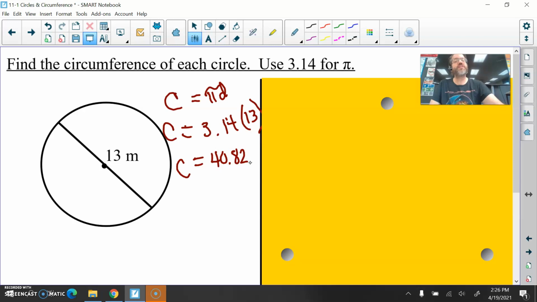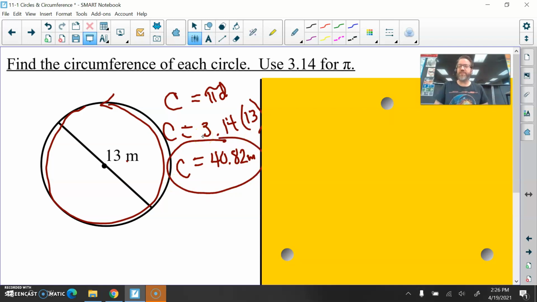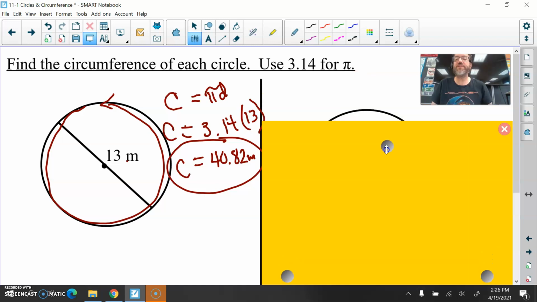Now remember, this is the distance around the circle. The circumference is the distance around the circle if you travel all the way around the outer edge of this circle. So it's 40.82 meters. That's our unit of measurement here. And that's it. See how easy that is? Pretty easy, right? C equals pi times d.